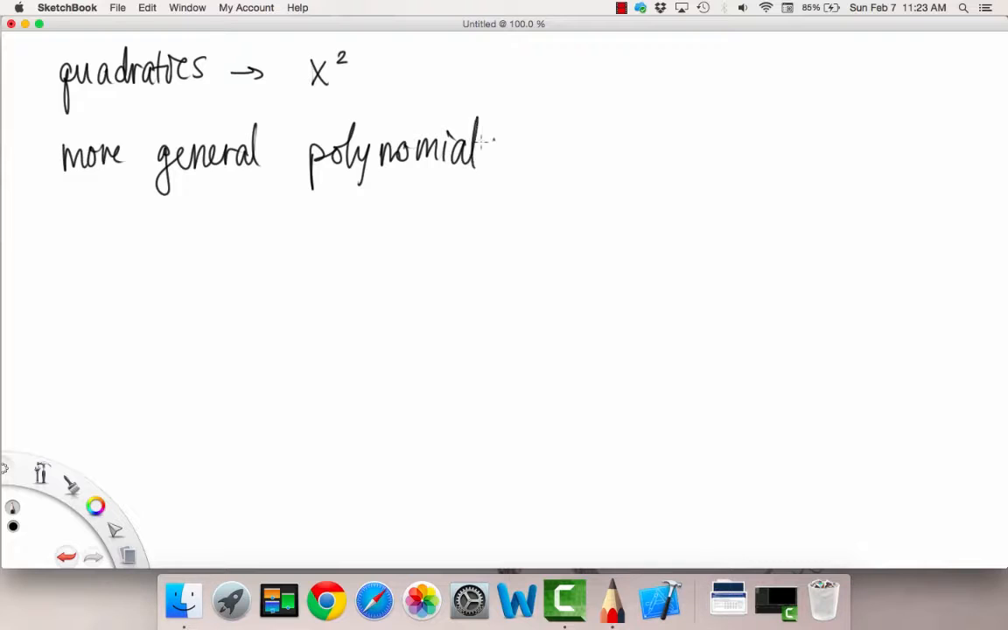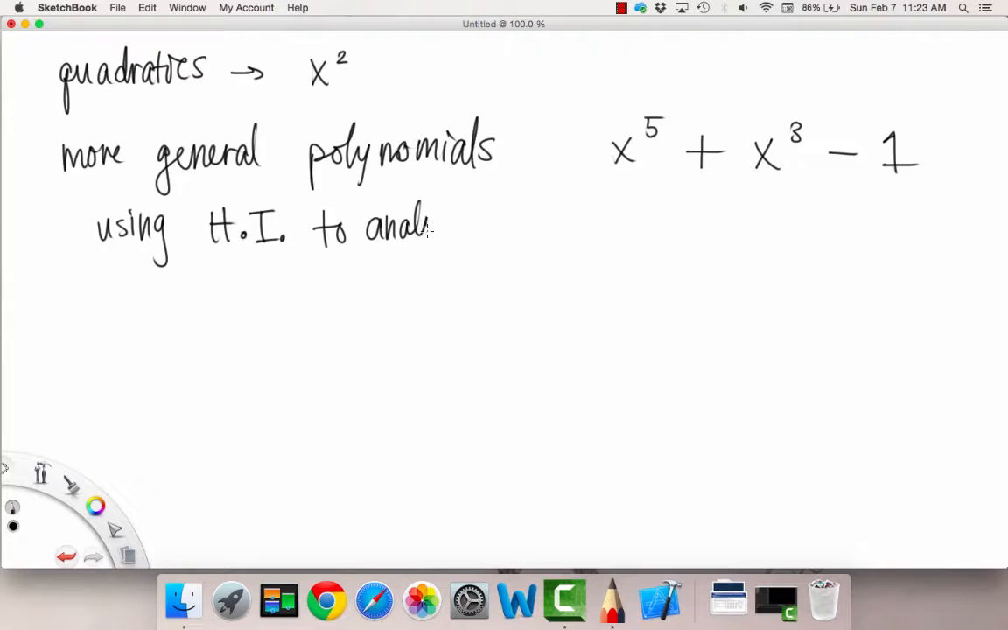And again, polynomials just means the sum, like you're adding different power functions. So something like x to the 5th plus x to the 3rd, and then minus 1 or something like that. So what we're going to do is study more general polynomials like this using, and I'll abbreviate here, horizontal intercepts, okay? So I'm just going to use HI for horizontal intercepts to analyze the behavior of such polynomials.